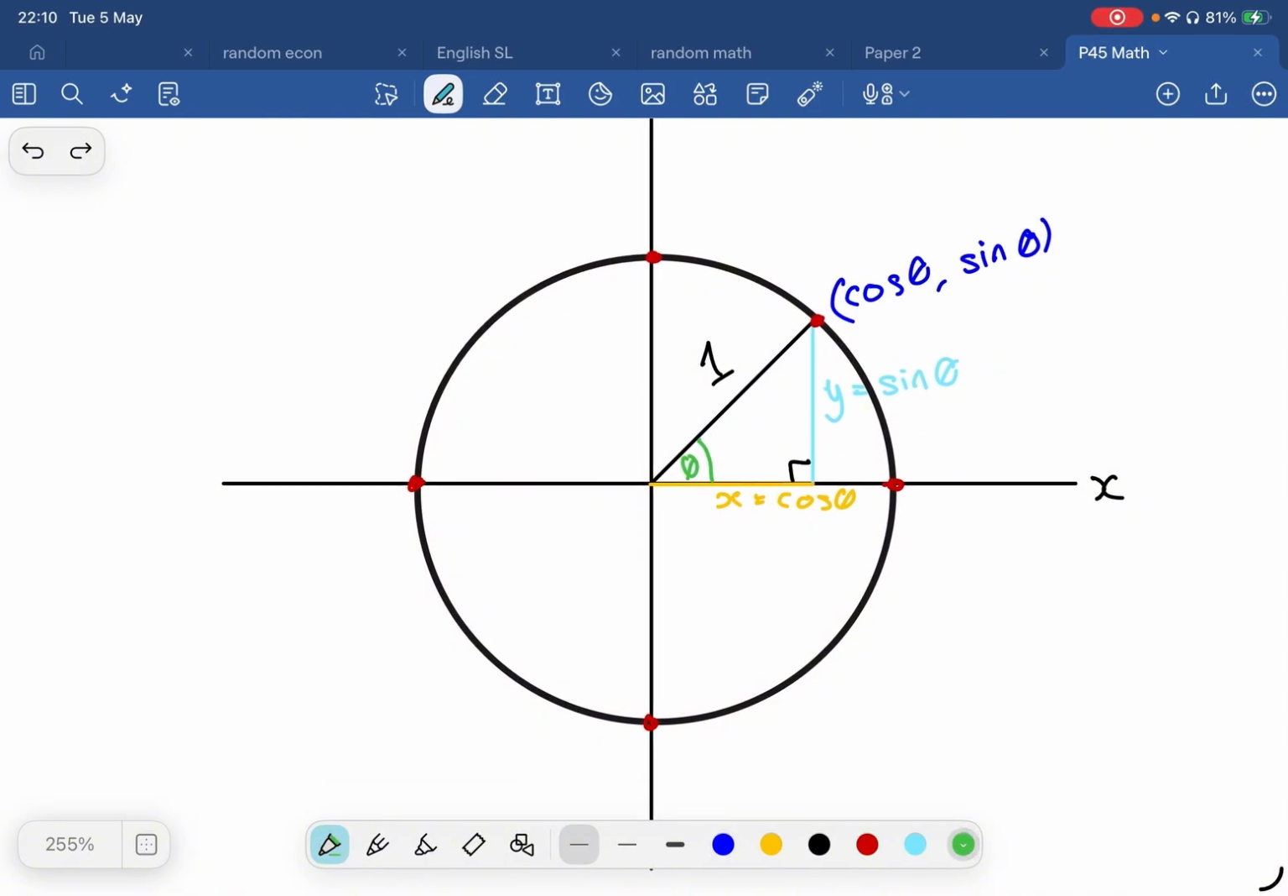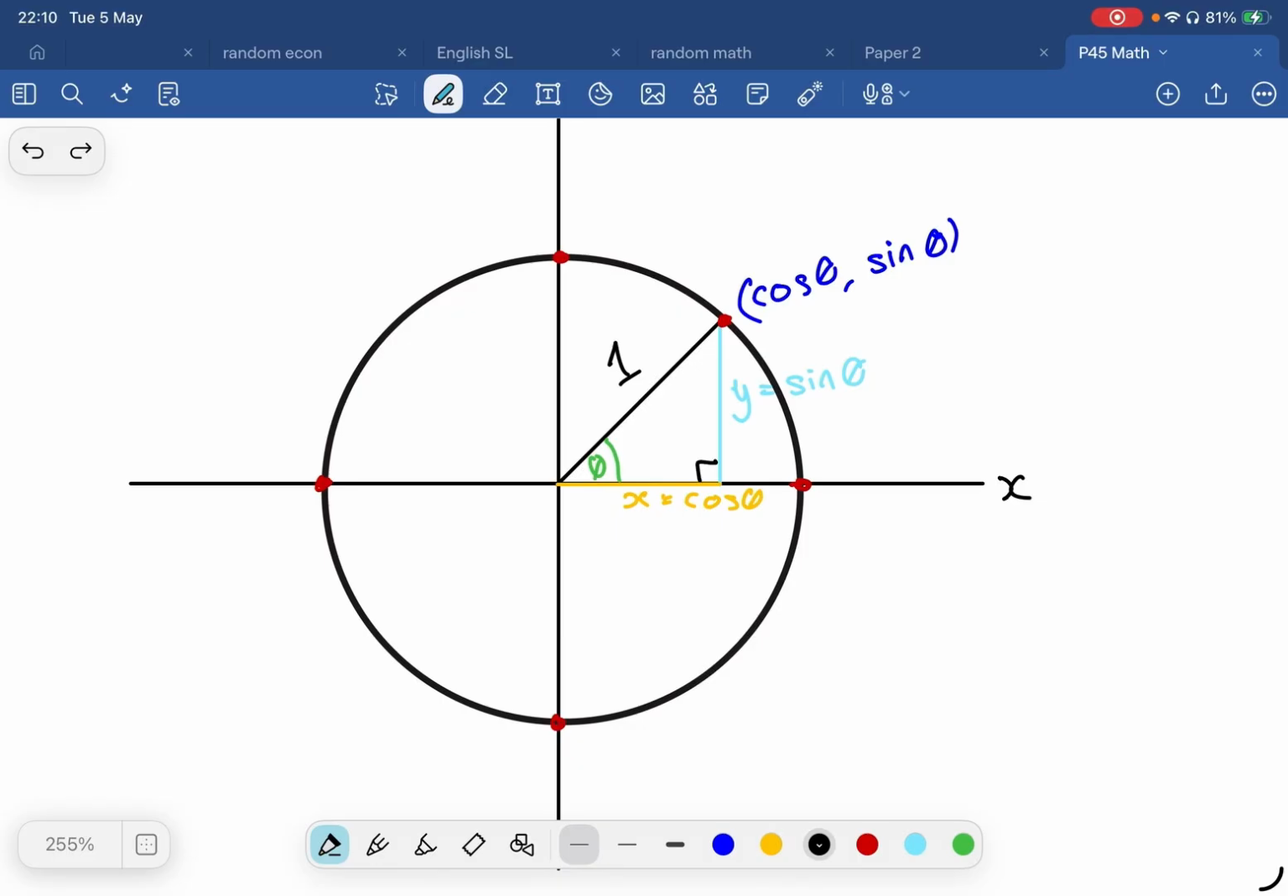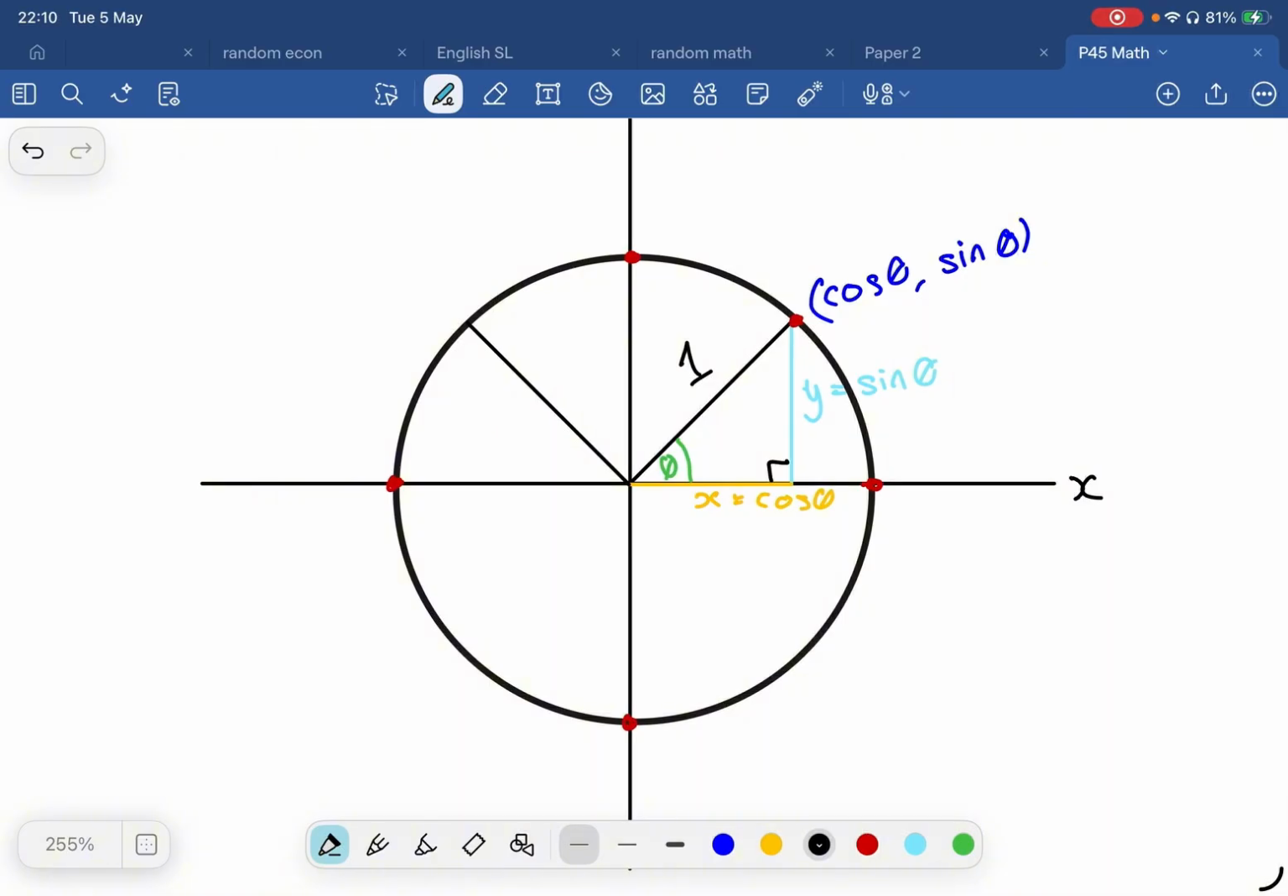But what if I drew a line here? And again, remember this value is 1. And this angle is also theta, so that's the exact same angle. Therefore, this blue value and this yellow value will be the same. So x and y, or we can actually write that in terms of theta now, cos theta and sine theta.